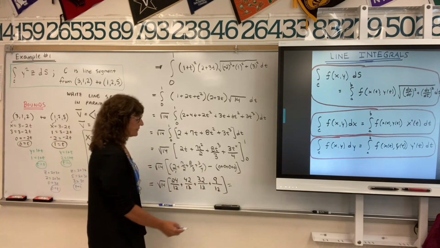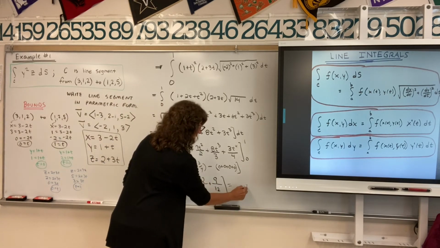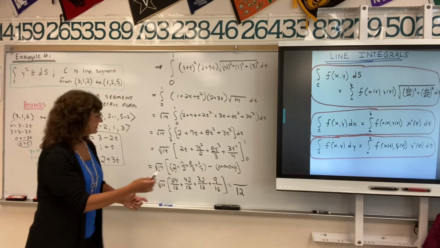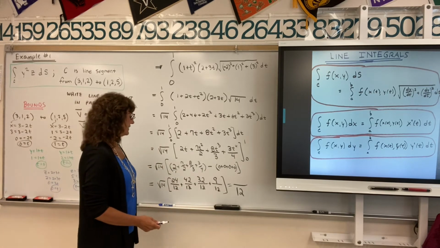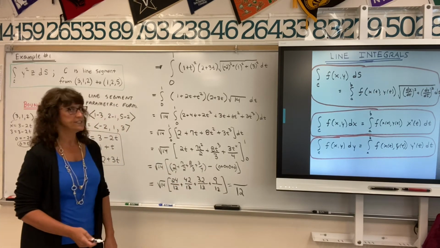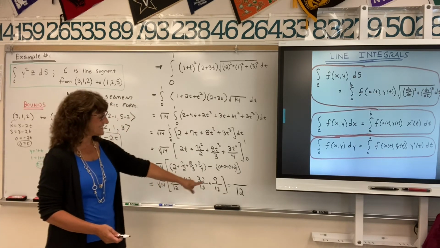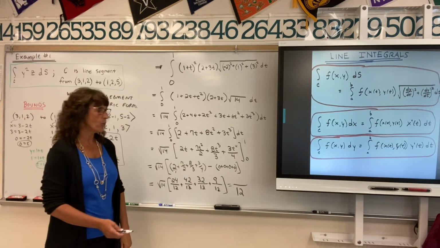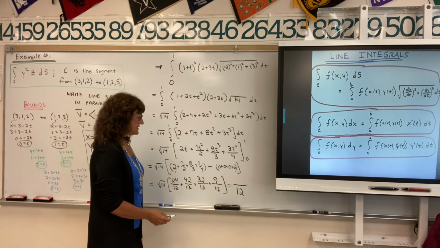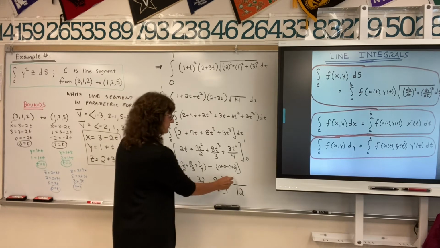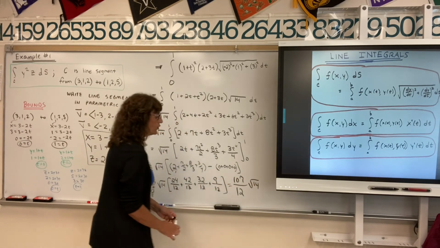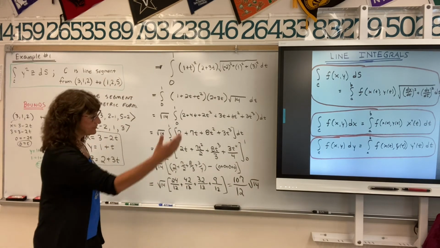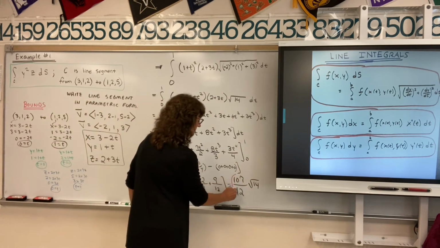So keep the denominator 12. Combine the numerators, so 42 and 32, okay? So that's what, 74. 74 plus 24 is going to give us 98. 98 plus 9 is 107. So 107 radical 14 over 12. So here is your solution. This is your answer. Okay.